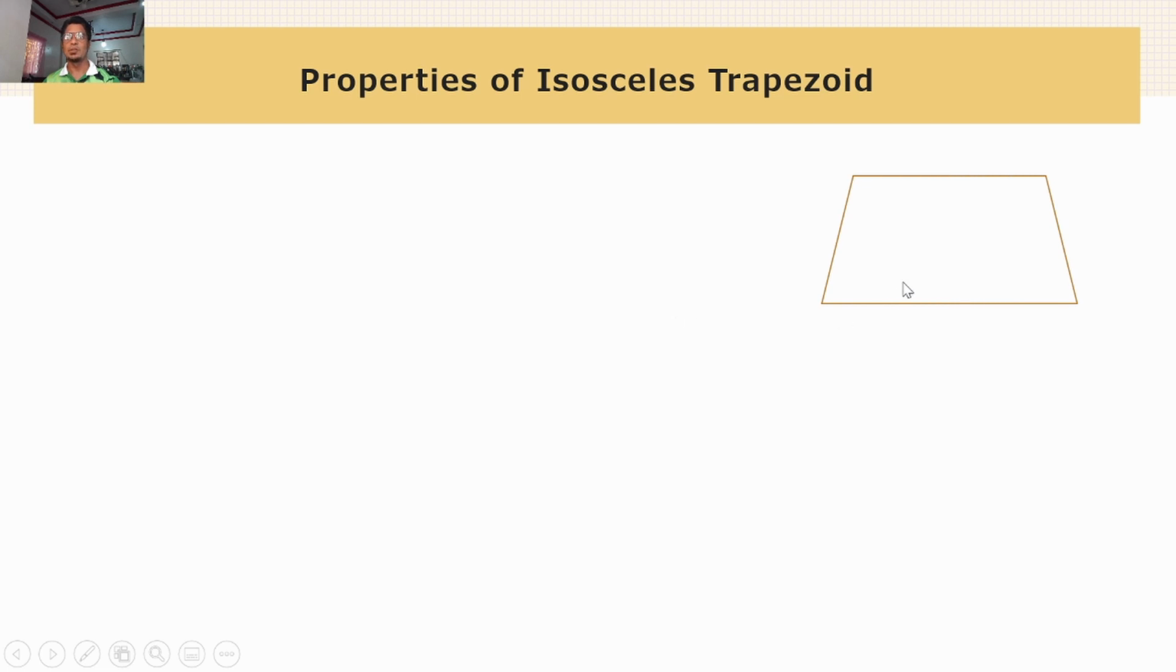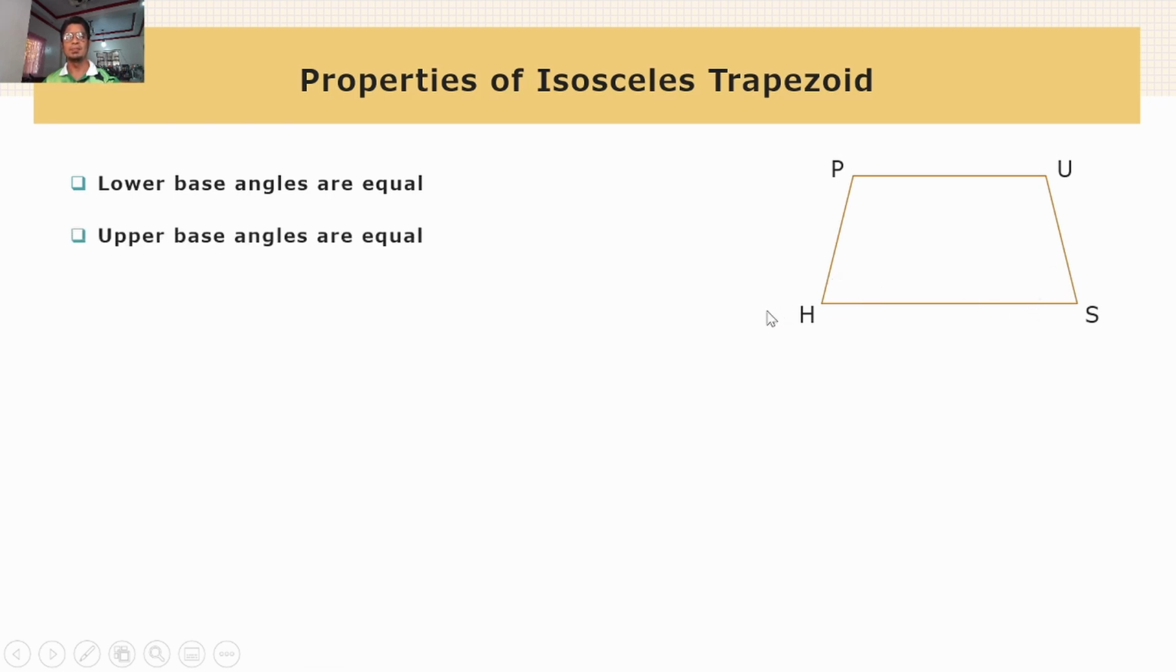So what about trapezoid? So if you notice, what I have written here is isosceles trapezoid because most of the time, the given is an isosceles trapezoid. So this is the given, and I name this one trapezoid PUSH. Lower base angles are equal, asan yun? So yun, lower base angles natin, they are equal. The other one, upper base angles are equal. So ito po sa taas, upper base angles.